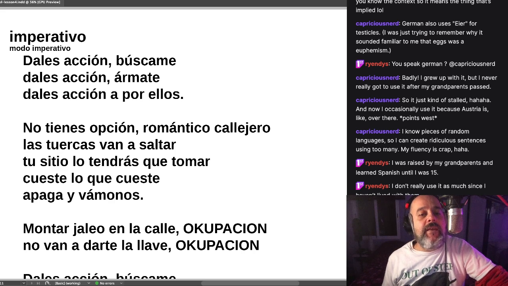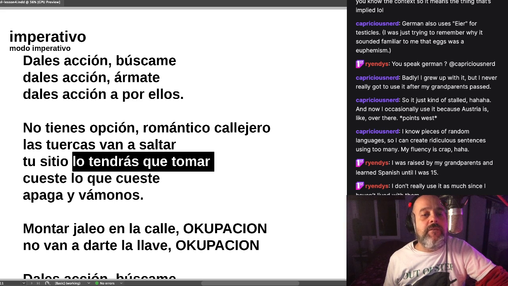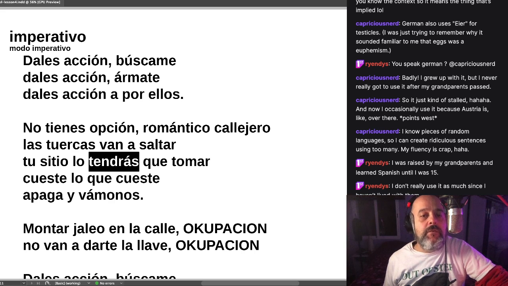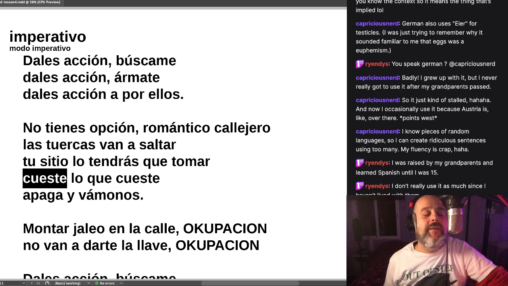Tu sitio lo tendrás que tomar. Your place, tu sitio. Tu, it's yours. Your place, sitio. Lo tendrás que tomar. You will have to take it. Tomar is to take. Tendrás is to have. So have to, tener que, tomar. You'll have to take it. Your place. Because it's kind of poetry-ish.